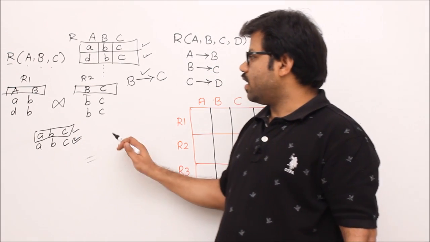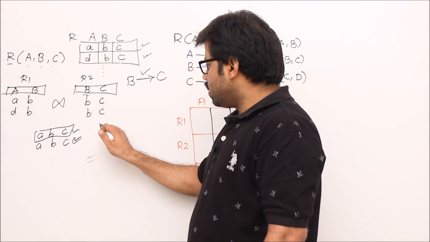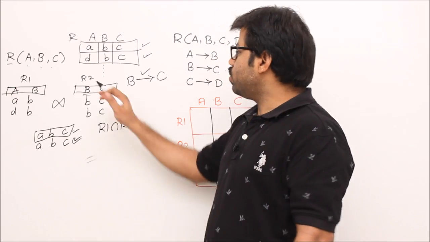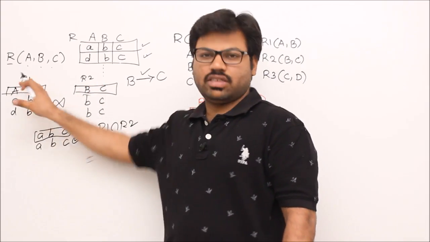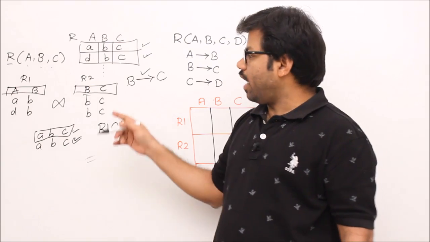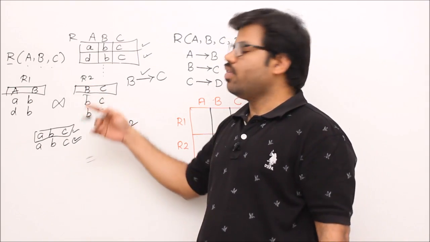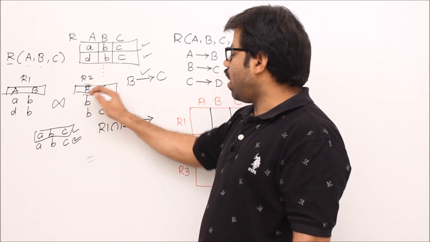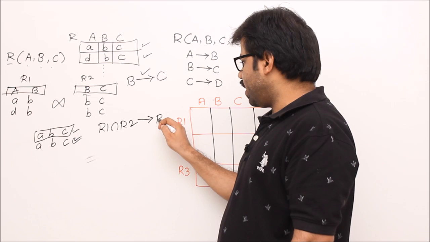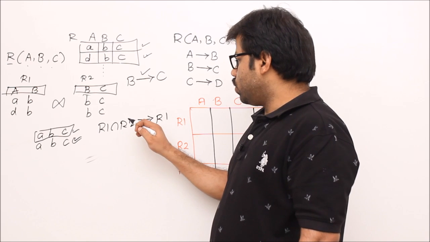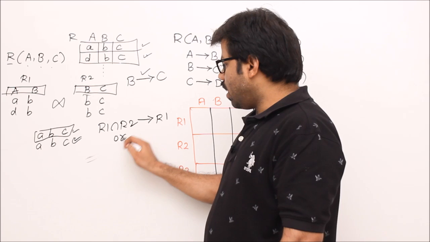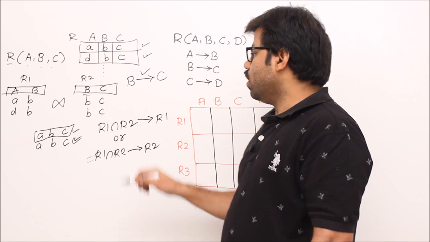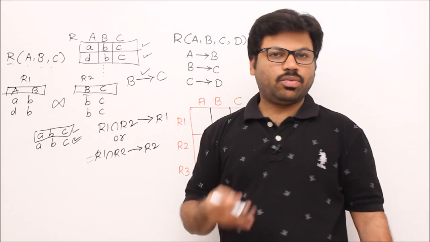Understand? So the final observation is that R1 intersection R2, that means the common attributes, should be a super key for either this table or this table. It's not compulsory to be a super key of both. It can be a super key of one of them. So R1 intersection R2 should definitely determine all the attributes of one table. For that we write: R1 intersection R2 should determine all the attributes of R1, otherwise R1 intersection R2 should determine all the attributes of R2. Then you never get this kind of spurious tuples problem.